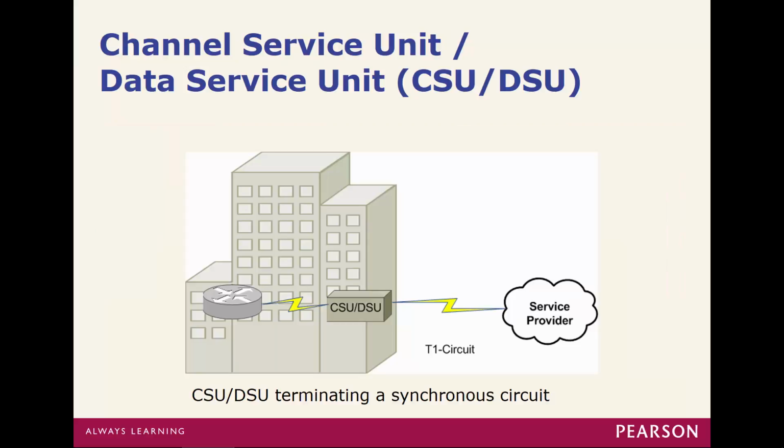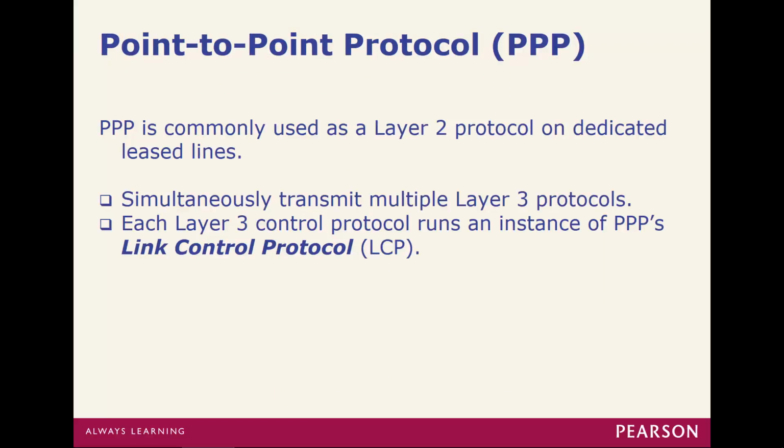So, how do we get from our circuits, from our ISP, to our network? We had this unit called a CSU/DSU, or Channel Service Unit/Data Service Unit. And that would connect between our network and our service provider. This allows us to terminate a synchronous circuit. Other items could be things like the Point-to-Point Protocol, or PPP, and it's commonly used as a layer 2 protocol on a dedicated leased line.